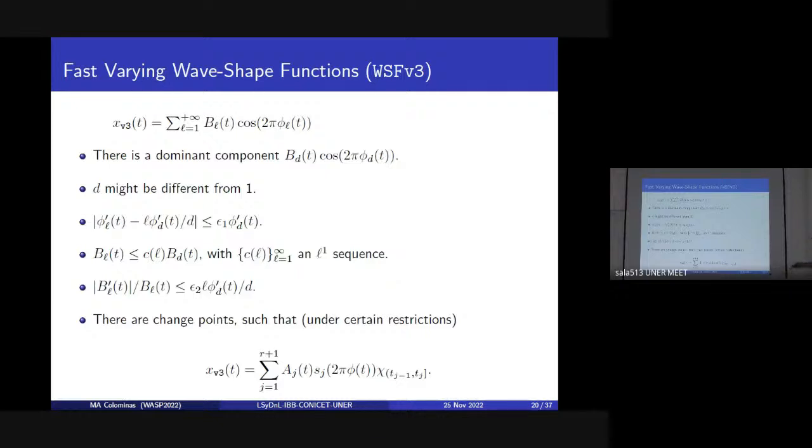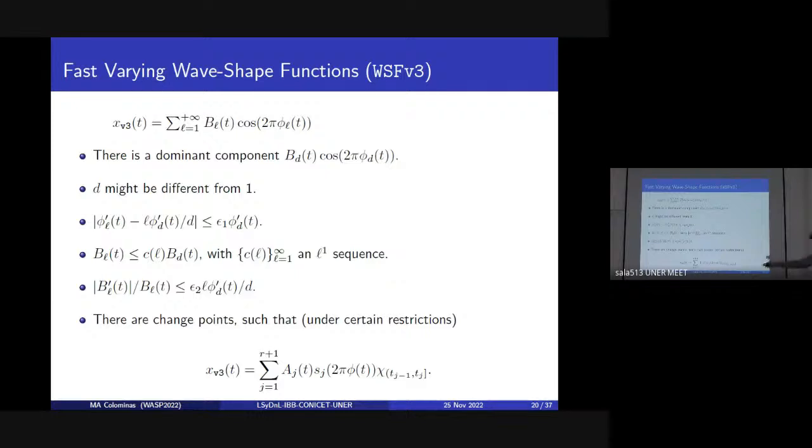And you can think, under certain restrictions, of your signal as something like that. In this case, we have R plus 1 change points. This is an indicator function, and you can see that from time to time you can have different segments with different wave shape functions, and that's the idea. They can change fast, as in the original case where the ST segment was elevated.